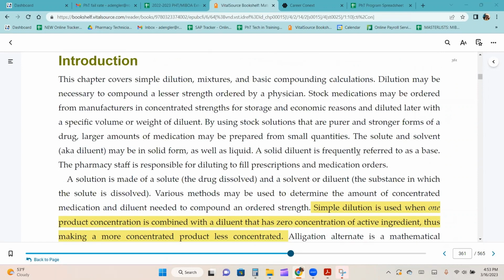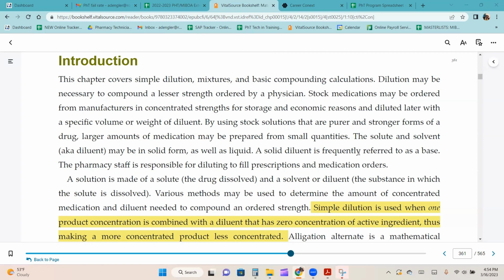So this chapter covers simple dilutions, mixtures, and basic compounding calculations. Dilution may be necessary to compound a lesser strength ordered by a physician. Stock medications may be ordered from manufacturers in concentrated strengths for storage and economic reasons, and then later diluted with a specific volume or weight of diluent. By using stock solutions that are pure and stronger forms of a drug, larger amounts of medication may be prepared from small quantities. The solute and the solvent may be in solid form as well as liquid. A solid diluent is frequently referred to as a base.